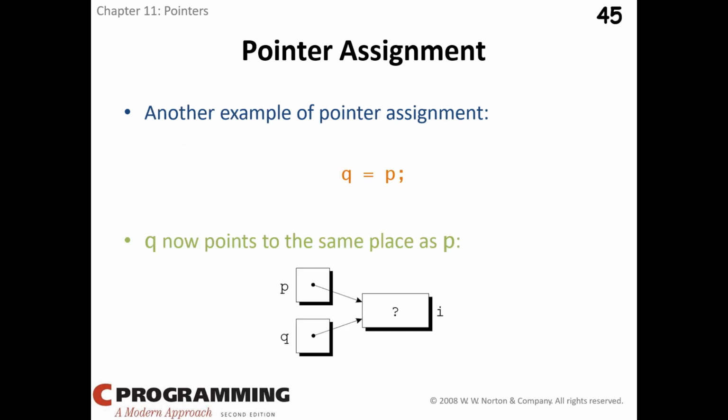This one is another example of pointer assignment. Here in this scenario, we are assigning the value of pointer p to pointer q using the assignment operator. After this assignment, both q and p now point to the same memory location. In other words, they hold the same memory address, and this means that any changes made through q will also affect the same memory location as p, and vice versa.